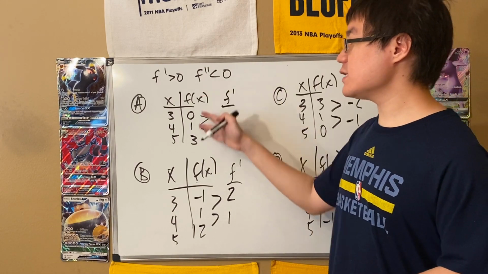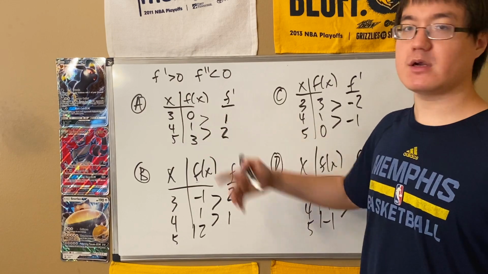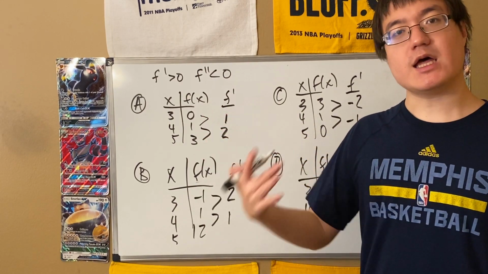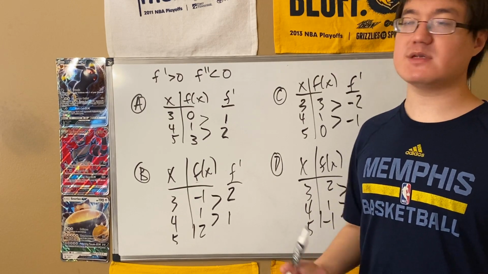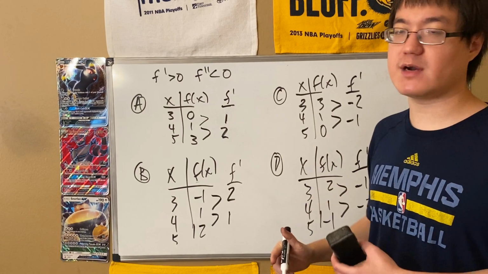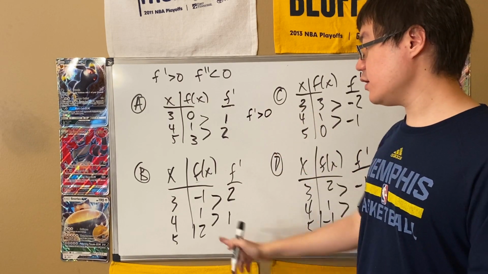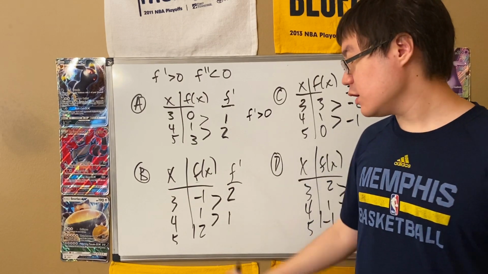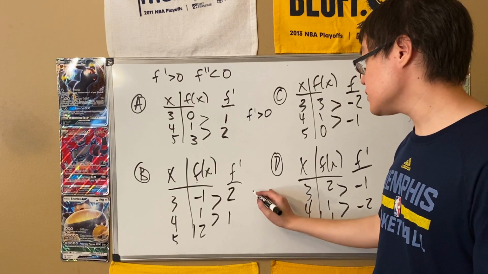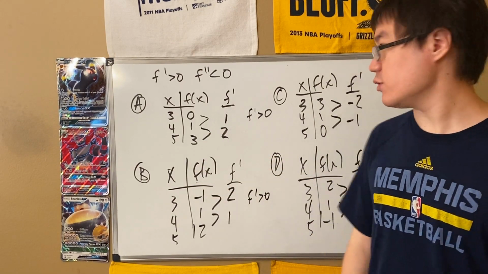So notice that as I go down this column, as I get bigger and bigger x values, I get bigger and bigger f values. It goes 0, 1, and 3. So that means that f is increasing, which means that f prime is positive. And that seems like it's the case because I have positive values in my f prime column. So this has f prime positive. Over here, it looks like f prime is positive as well. Negative 1, 1 to 2, those numbers are getting bigger. So that means that f prime is positive because f is increasing. The f column is increasing.